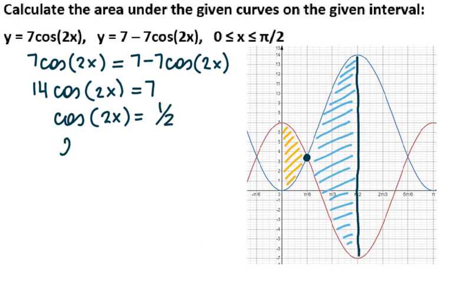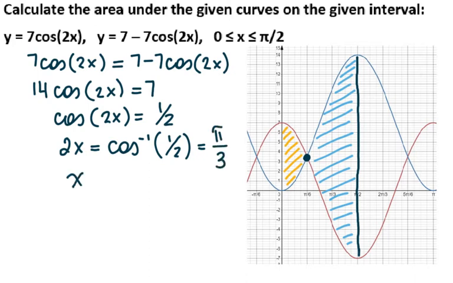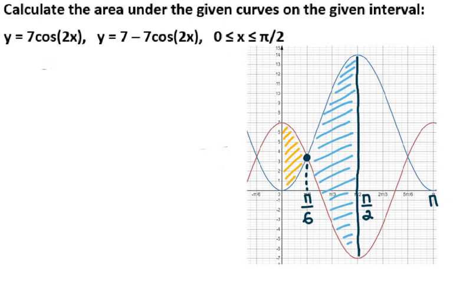So I will have 2x equal to arc cosine, inverse cosine of 1/2, and that is equal to pi over 3. From here, I see that x is equal to pi over 6. So the graphs intersect at pi over 6. And here we have pi over 2, and this one is pi. So we'll have to have two integrals.